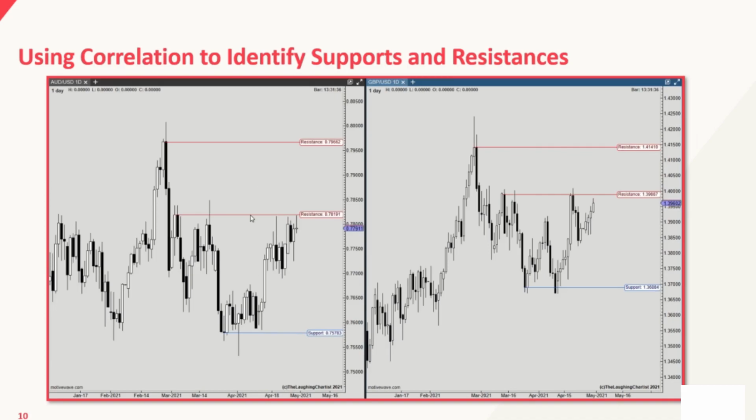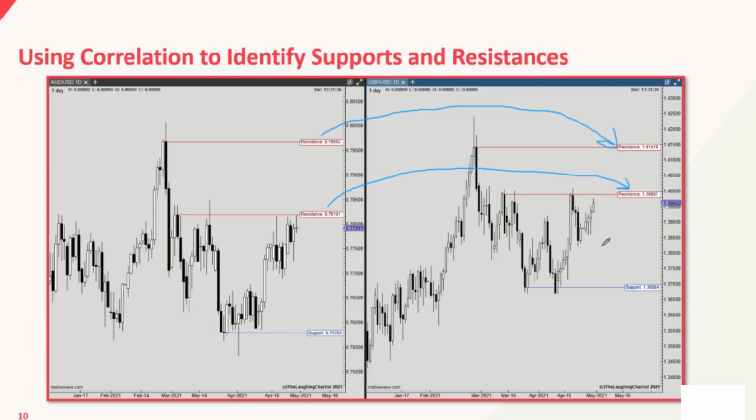So Aussie dollar is over here at 79.66. That's the high back at the end of February. Now, we can say that this resistance in Aussie dollar is correlated to the high of 1.4141 on the pound dollar. So these highs are correlated. Now we take one step lower, the next resistance that I have identified at the start of March. The resistance for Aussie dollar, 78.19, is correlated to the same level of 139.88 on the pound dollar.